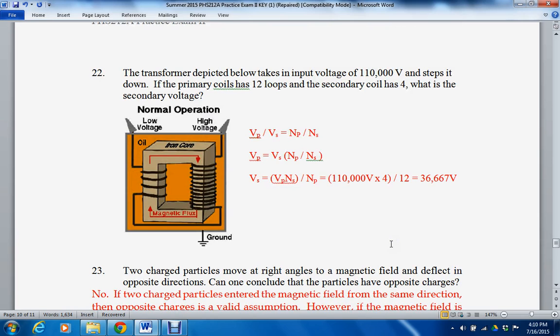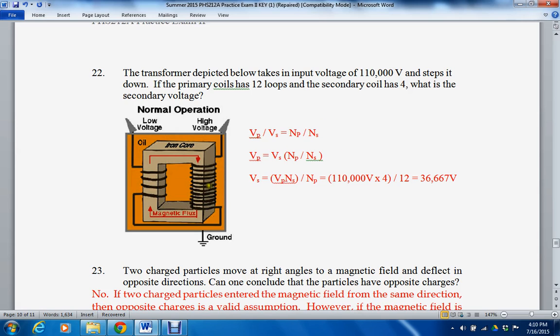All right, transformers. I didn't mention this in lecture. You'd have to look it up in the chapter. I'll try to remember maybe to not put this one on the exam, although I like transformers. It's good stuff. The equation for transformers is that the ratio of the primary voltage to the secondary voltage is the same as the number of turns in the primary coil to the number of turns in the secondary coil.